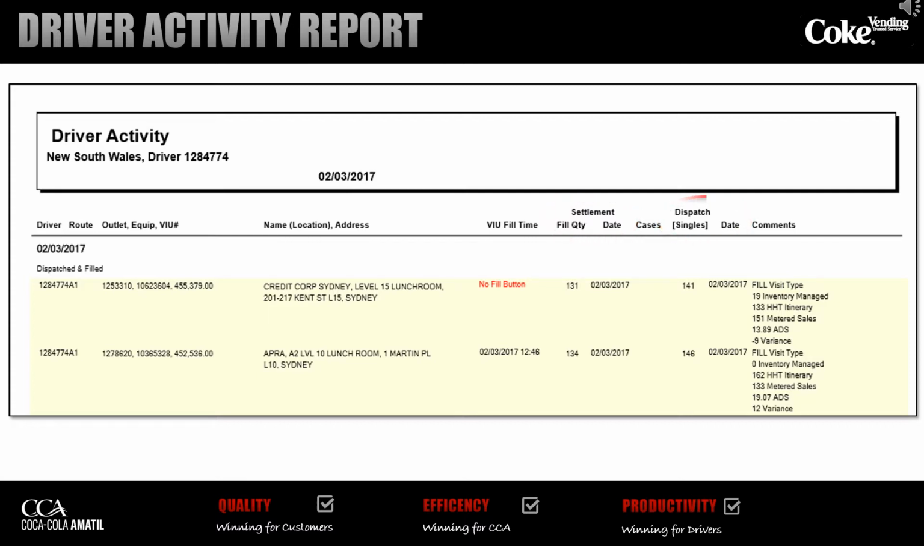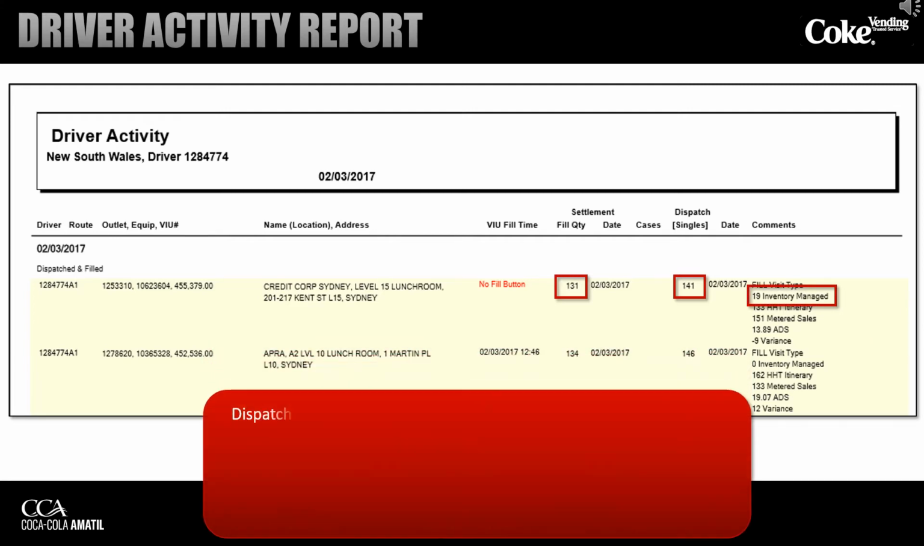So what has changed? VSS have been able to populate the comment section with additional information to help understand the variance a little better. It now displays visit type, so whether it was a fill, open, close, or a no fill. Inventory managed, if the machine was inventory managed, the additional units required to fill the machine. HHT itinerary, what the current HHT status of predicted units required. Metered sales, machine vend counter in units. Average daily sales, or ADS, is in units. The variance is the dispatch singles minus the settlement fill quantity minus the inventory managed units.